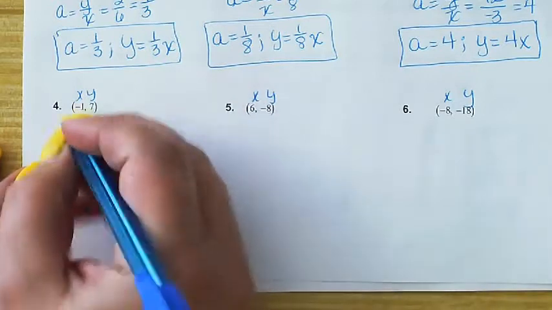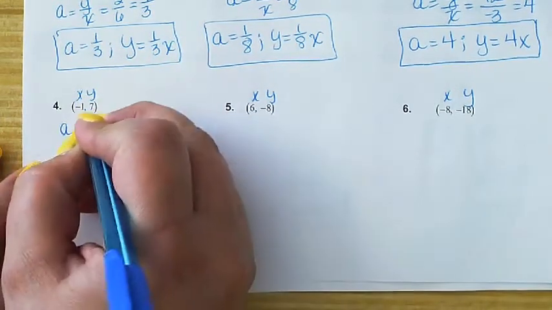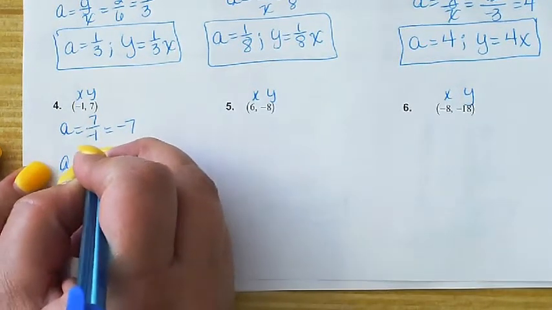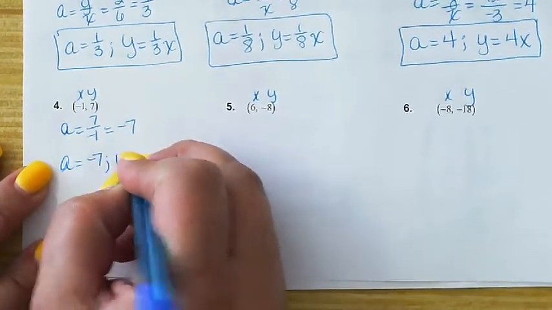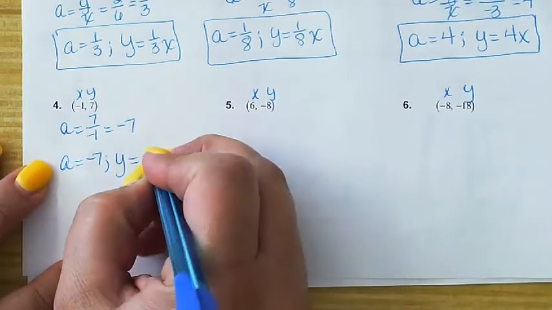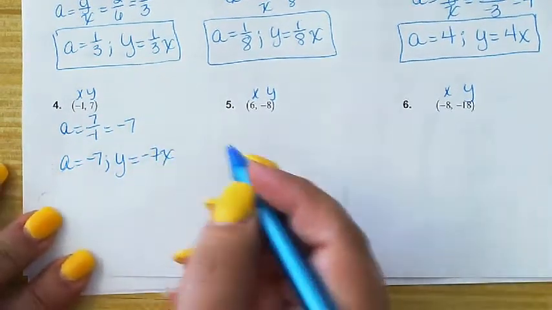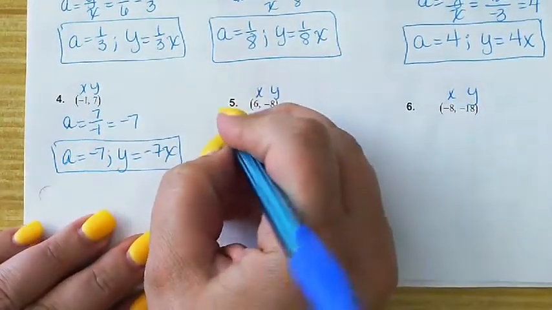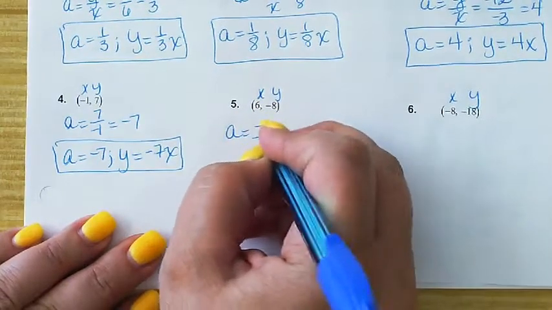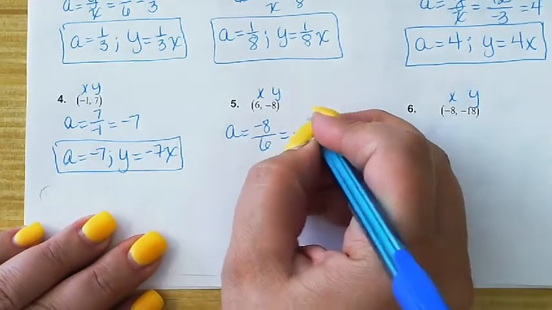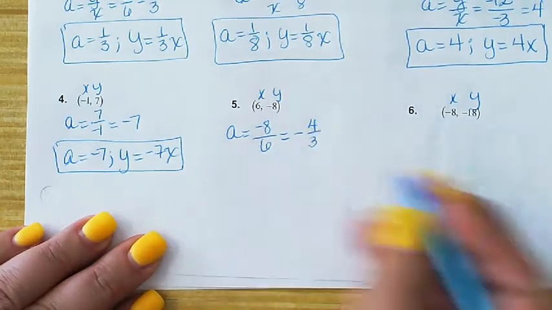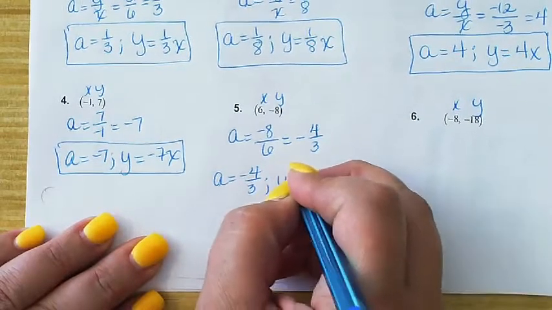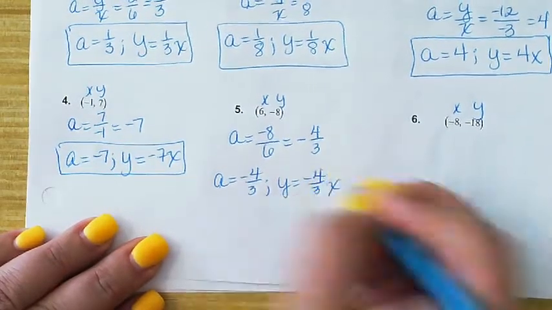So let's go ahead and test that. So a is that y over x ratio. In this case, a was -7, which means our direct variation equation was y equals -7 times x. How did you do on that one? Did you get it right? How about this one? a is that y over x. So that's -4/3. So a equals -4/3, and the equation itself would be y equals -4/3 times x.